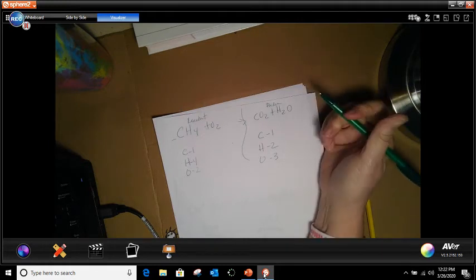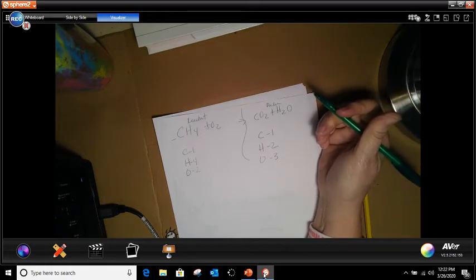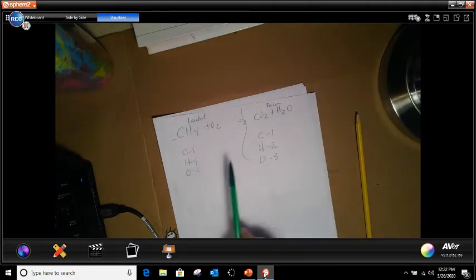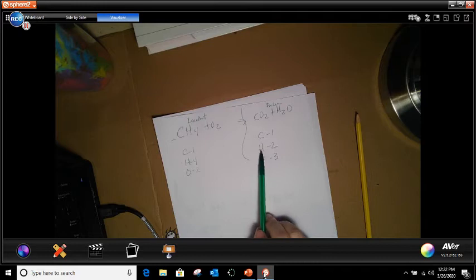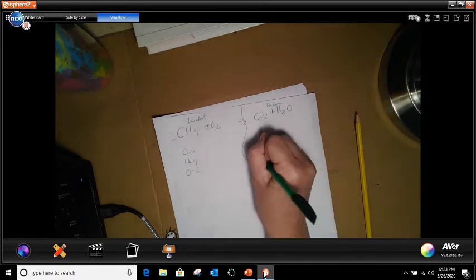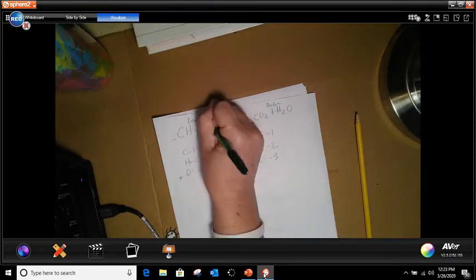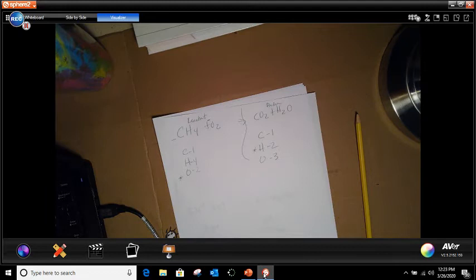Okay? So the first thing I'm going to say is, all right, I know I have double the amount of hydrogens over here than I have over here. So I'm going to change my hydrogens first. I usually put a little asterisk in front of everything that will show me what I need to do.